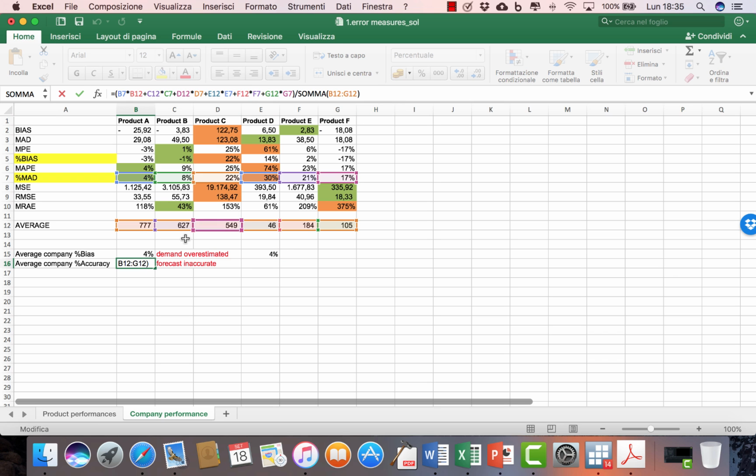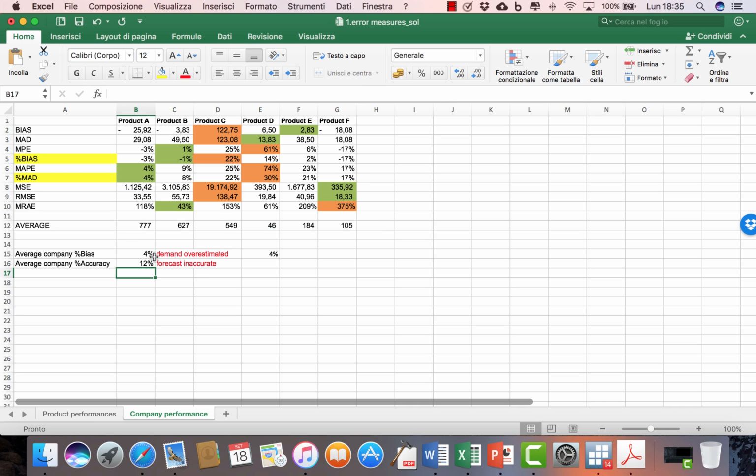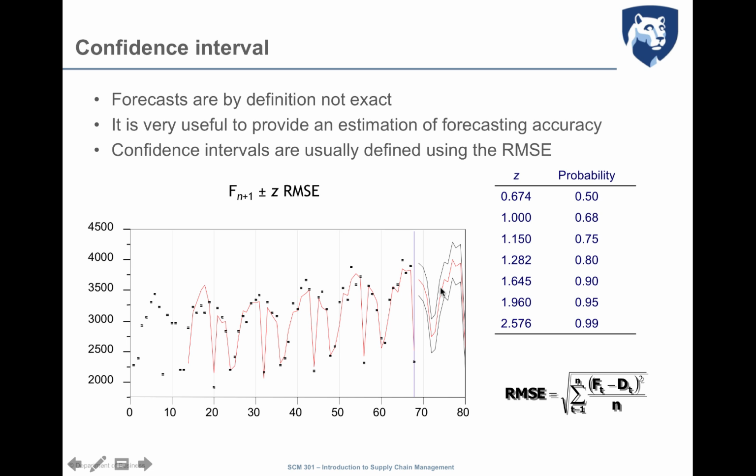Again, I take the mean absolute deviation percentage of each product multiplied by the average demand, and I do this for all the products and make the sum, and then I take the ratio by summing all the values of average demand. I obtain that on average the company is inaccurate on the forecast by 12%.